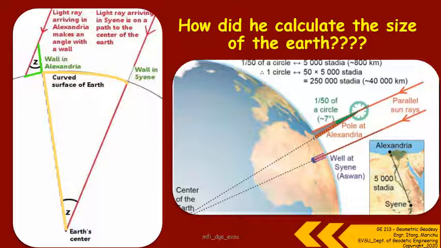So he used this formula: circumference equals r theta. You are familiar with this formula, in which r is the radius of the Earth and theta is the value of z, or the angle subtended by the light rays. So he calculated the circumference of the Earth to be about 40,000 kilometers. That would be the circumference of the Earth.